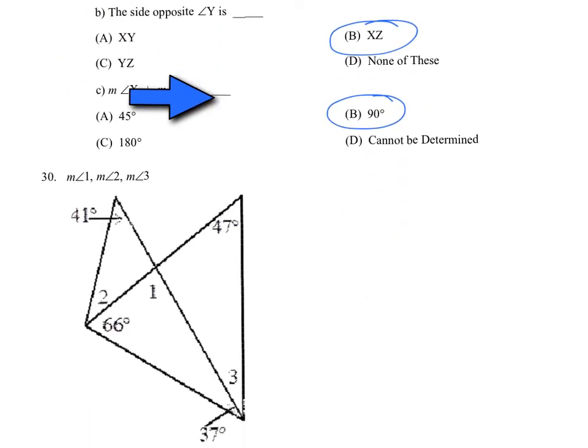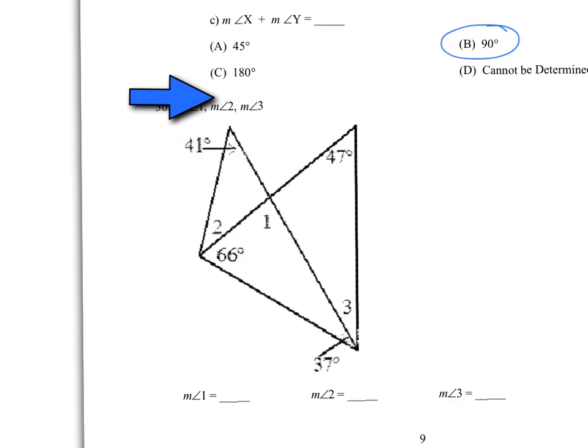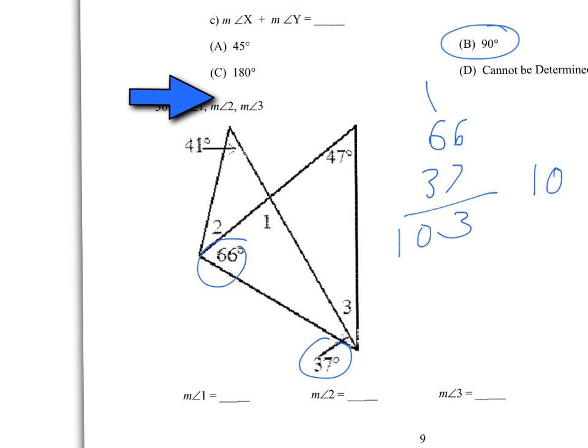Okay, and the last question. We're looking for the measure of angle 1. That's simple enough because 66 plus 37, add those together. When we do, we get 103. That means that angle 1 is 180 minus 103, which is 77. So angle 1 is 77.